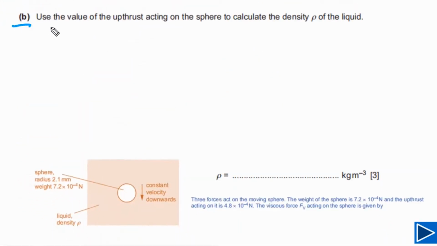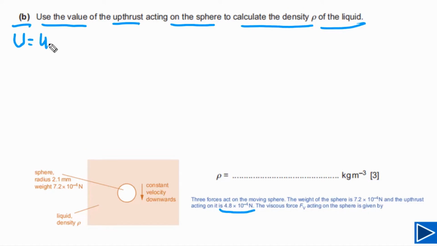For part B, the question is asking us to use the value of the upthrust acting on the sphere to calculate the density of the liquid. But the value of upthrust is given. If you read the question carefully, upthrust is equal to 4.8 times 10 to negative 4 newtons. The radius of the sphere is also given, so we can also calculate the volume of the sphere. Volume is equal to 4 by 3 pi r cubed. So we can plug in values here.